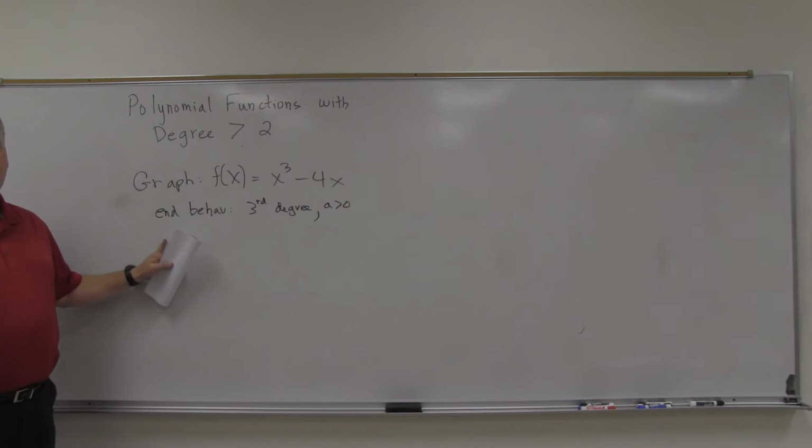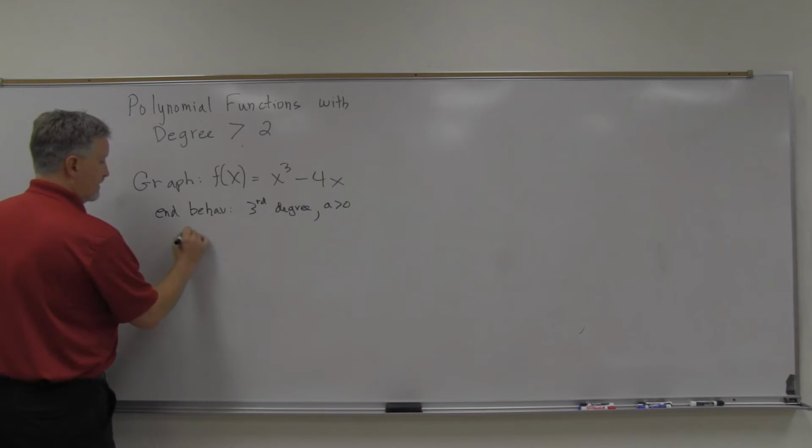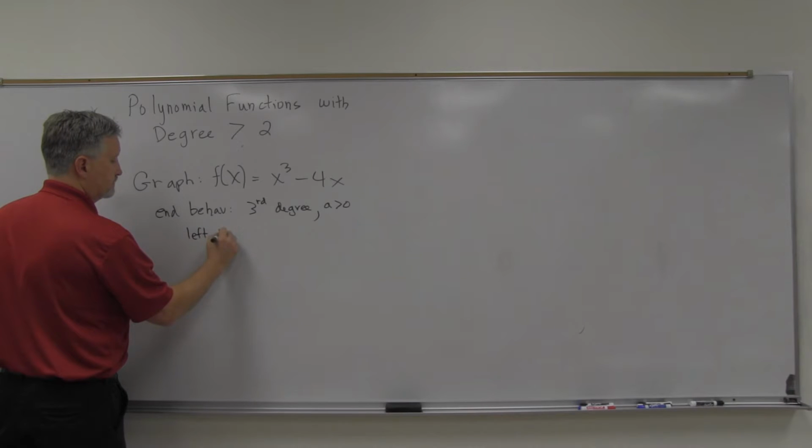What do we got for the end behavior? One's up, one's down. Which one's up, which one's down? Left is down, right is up. That's the way this third degree with a greater than 0 works.